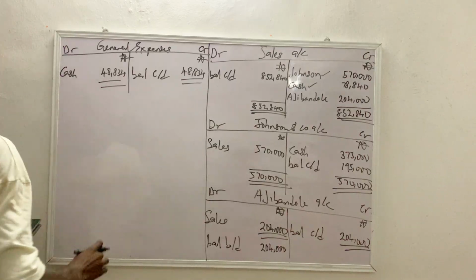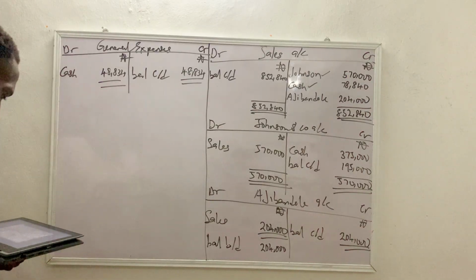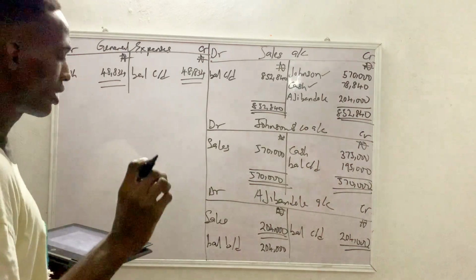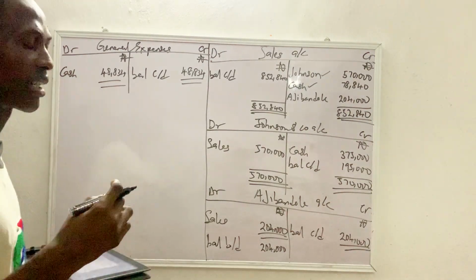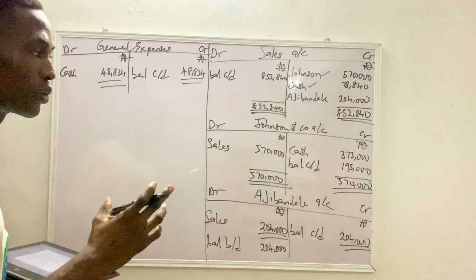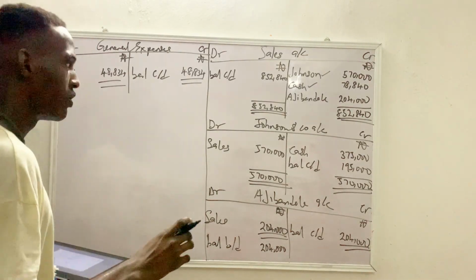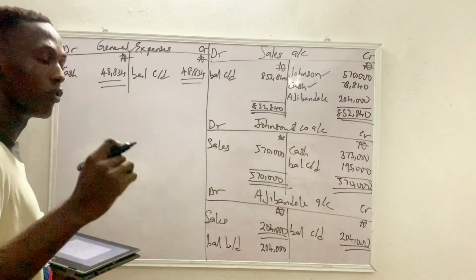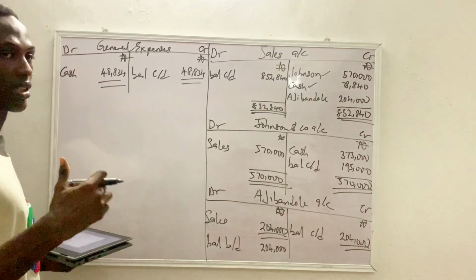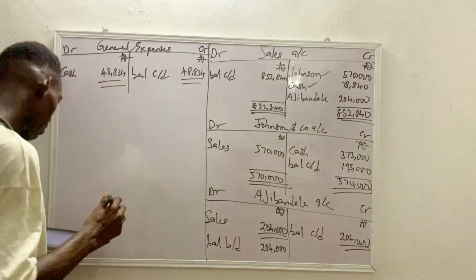Then we have motor vehicle repairs. Now, motor vehicle repairs is not the same thing as motor vehicle account. Motor vehicle account is an asset, while motor vehicle repair is an expense. So they are different. If you mix them up, then you'll be committing an error of principle, which we've done in the past.